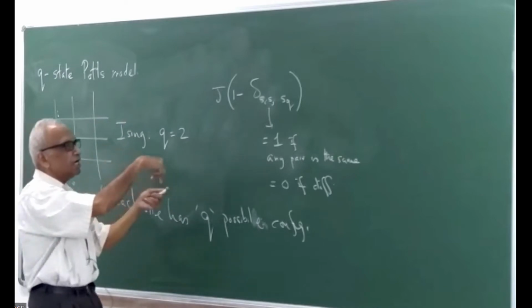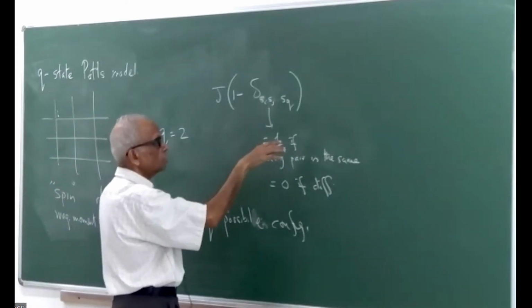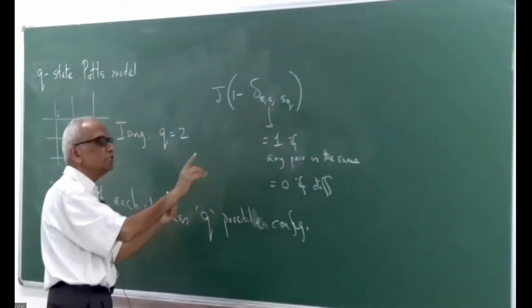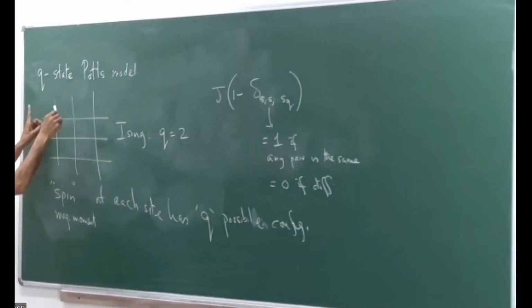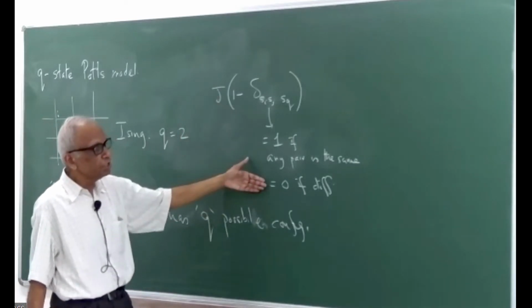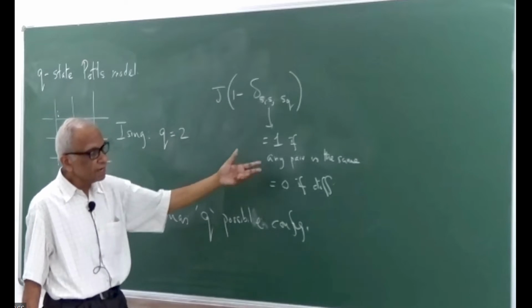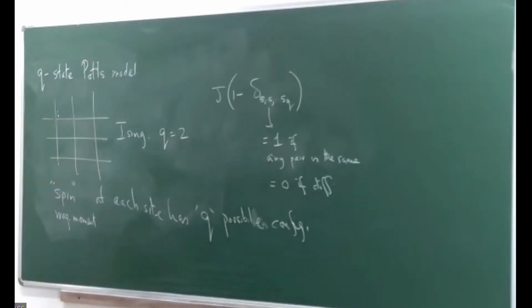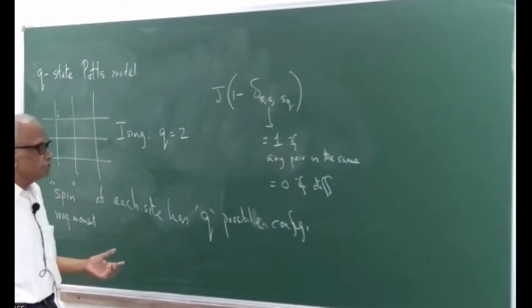So you want the aligned state to be favored, with lower energy. If aligned, which means that the neighbors are in the same state, the energy is 0. Neighbors in different states, the energy is J. So that defines the Q-state Potts model, and that is something we won't be doing, but you would find a lot of literature on it.